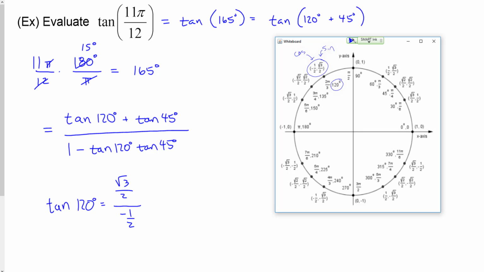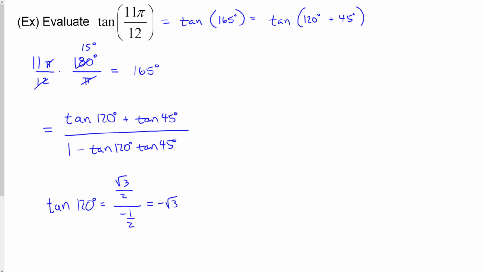If you invert and multiply, the 2's are going to cancel out and leave you with negative square root of 3. So there's tangent of 120. So I'll plug that in. So this is negative root 3 plus 1 over 1 minus negative root 3 times 1, which is 1 minus the square root of 3. This would change into a plus, so 1 plus the square root of 3.